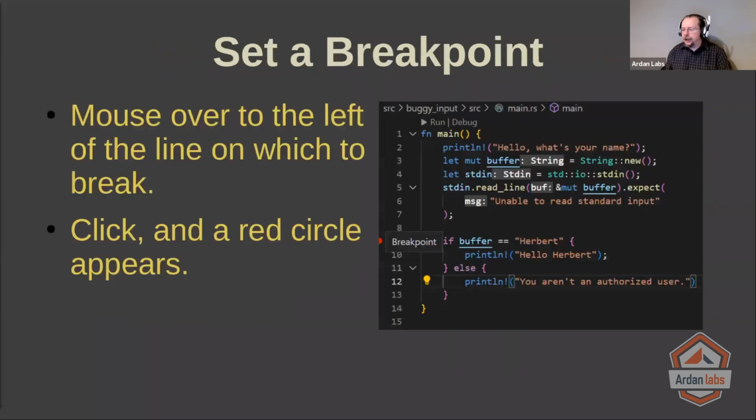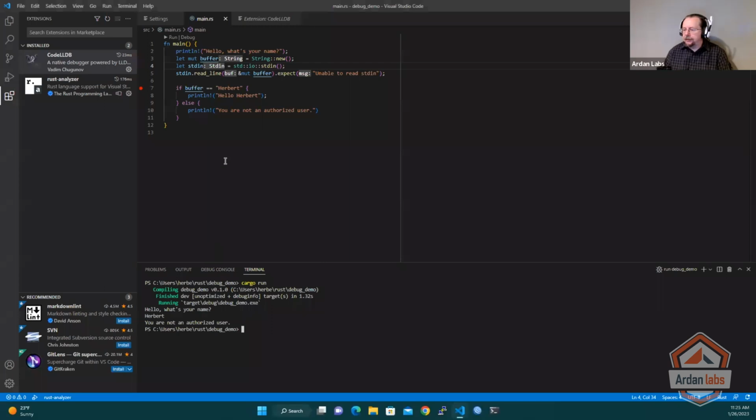So let's move on to setting a breakpoint. To set a breakpoint, you mouse over the line just to the left of the line numbers. I've actually got one already set up here. And what a breakpoint says is, when the executing program hits the breakpoint line, it will pause and allow you to investigate the state of the program that's running.